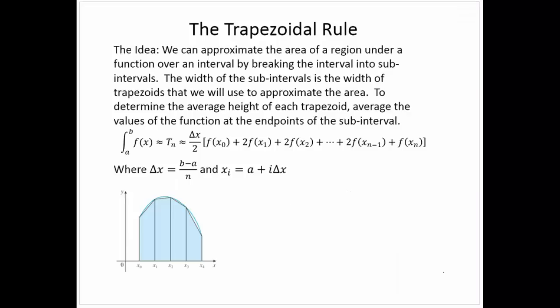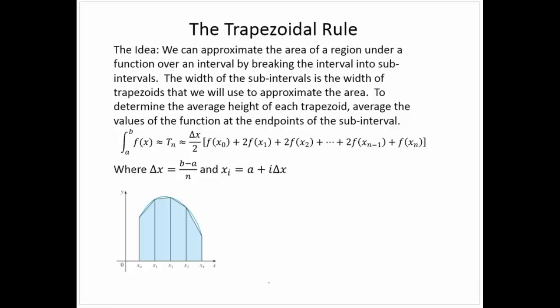A second technique that we can use in approximating integrals is called the trapezoidal rule. The idea behind this one is we approximate the area of a region under a function over an interval, again by breaking the interval into subintervals. The width is again the width of the trapezoid. But now, instead of using the midpoint, we create a trapezoid instead of a rectangle.